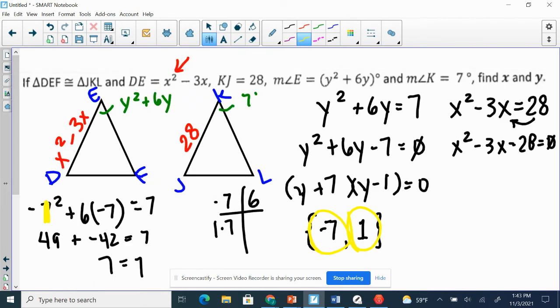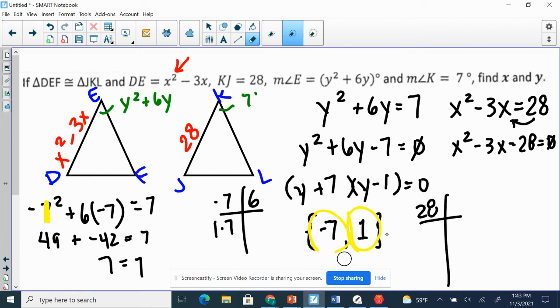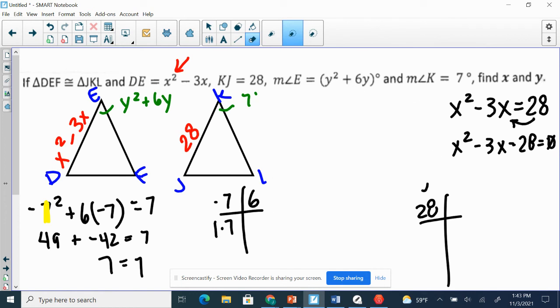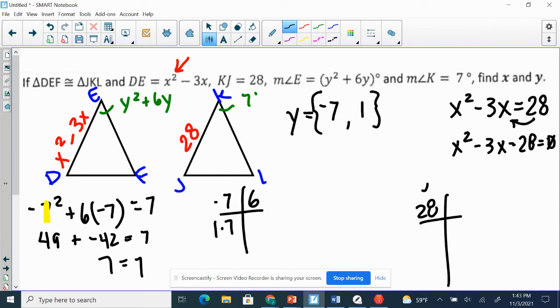All right, so now it's on to x over here. So I need to know my ACB chart. So I need my factors of 28. And I'm going to get rid of some of this, because I feel like there's a lot right here right now. Y equals negative 7 and 1. And you don't want to put it in parentheses, because that'll make it look like a coordinate. Or you can put y equals negative 7 and y equals positive 1.